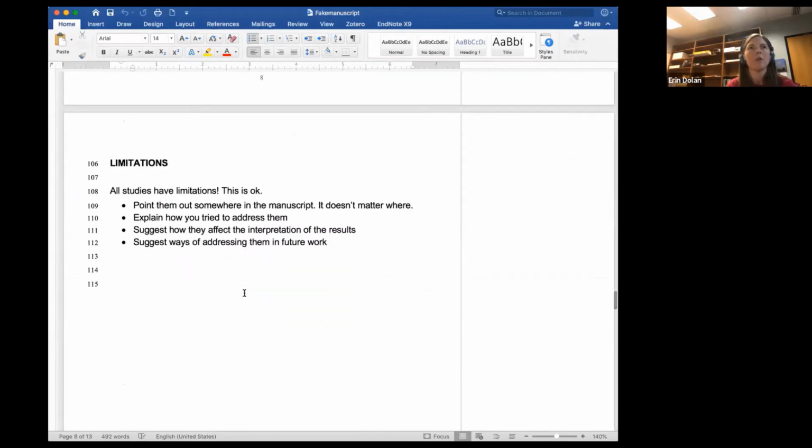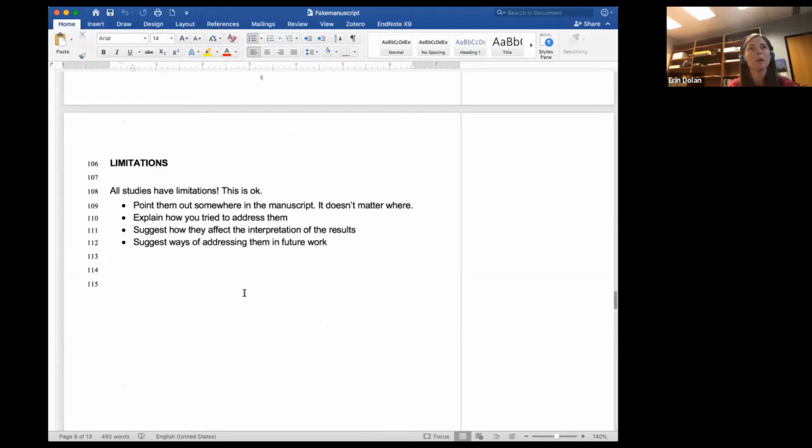Limitations. Every study has limitations, and that is okay. This might be a place to point them out. You can point them out after your results, you can point them out before your results, you can point them out in your discussion. But please point them out somewhere in the manuscript. It doesn't matter where. Consider explaining how you tried to address the limitations and make suggestions.